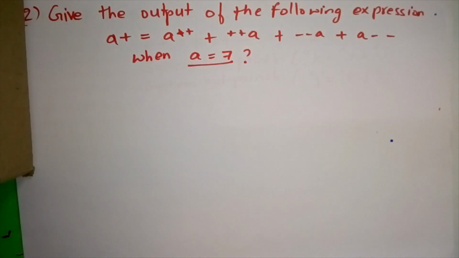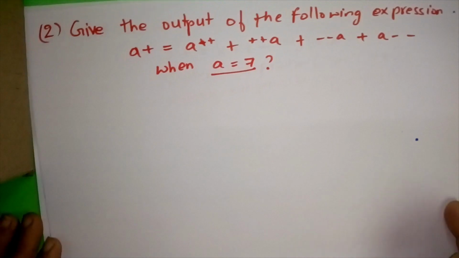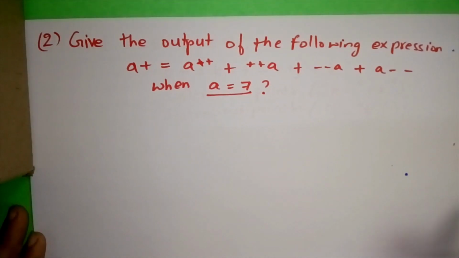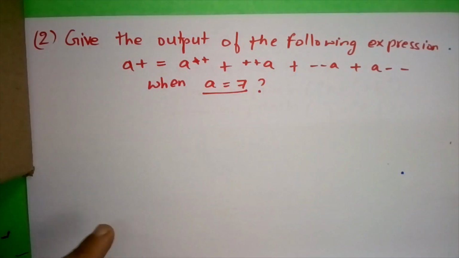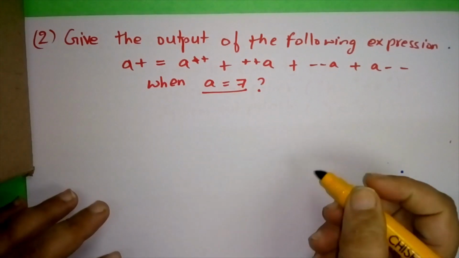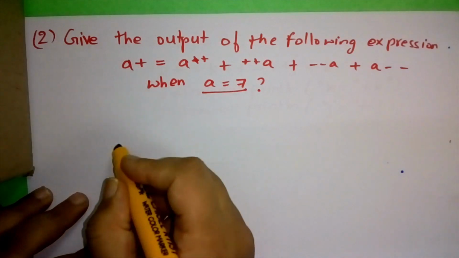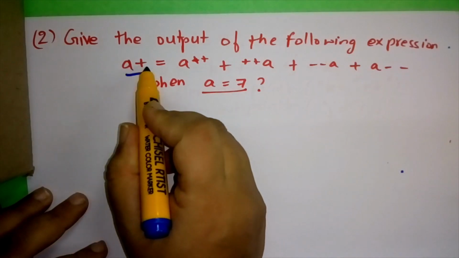See here, please note down this problem. Give the output of the following expression: a plus equal to a plus plus plus plus plus a minus minus, a is given here when a is 7. Here you see there is a term here, a plus.